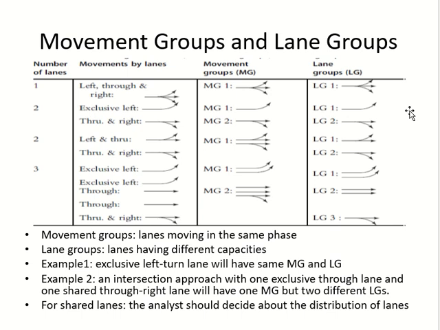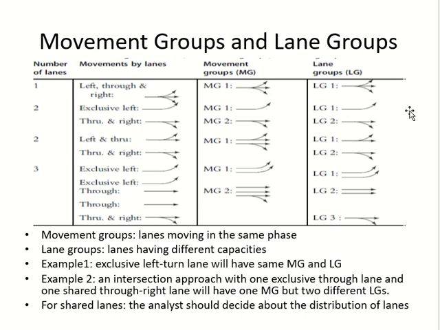They cannot. Because the maximum number of vehicles which can turn left will be less than the maximum number of vehicles which are going straight. So the capacity of these lanes is not the same. So this will be one lane group, this will be another lane group.